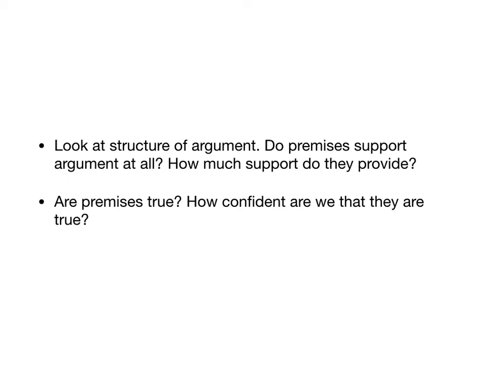As Lavin says, there are really two different ways we can evaluate an argument. And both of these have to go together. We can look at the structure of the argument. Do the premises support the conclusion at all? If they do, how much support do they provide? How strong is that support? Lavin gives some examples of arguments where the premises provide only a little support, or don't provide that strong a support.